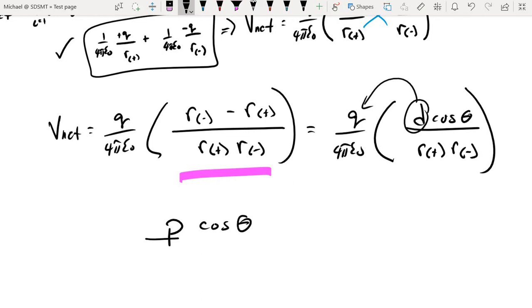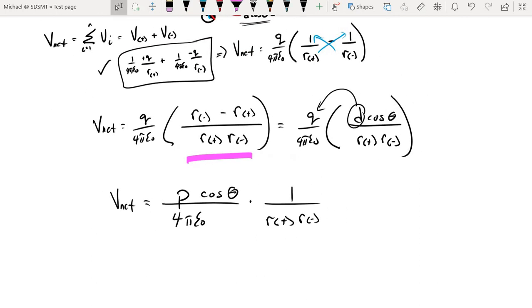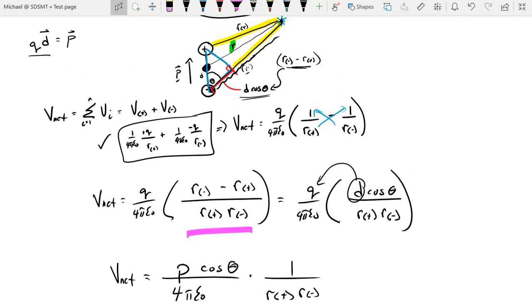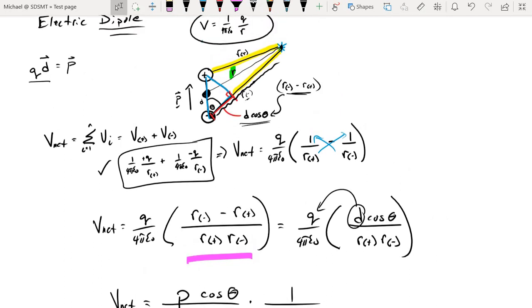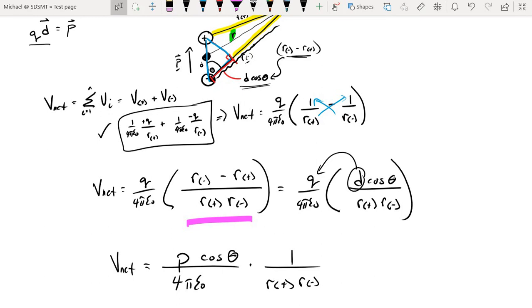So we have p cosine theta over 4 pi epsilon naught, and then we still have the 1 over R positive R negative to take care of. But we now are starting to put together an expression that depends on the dipole moment itself, which contains information about the dipole, like the separation distance between the two charges. And that's one of the things that our author wanted us to do.